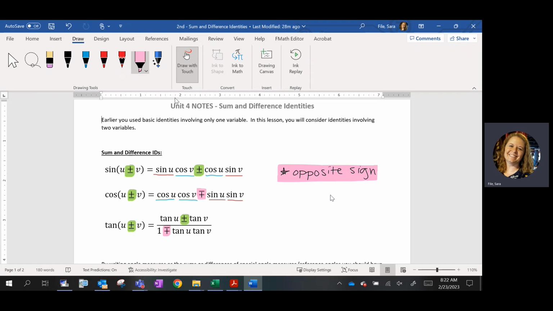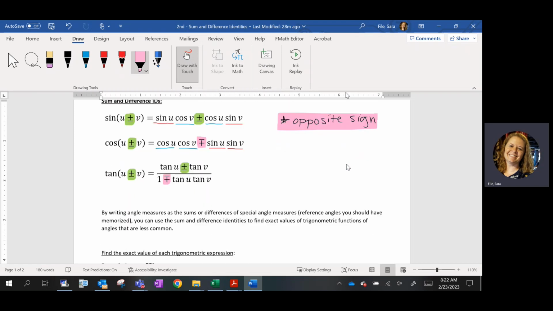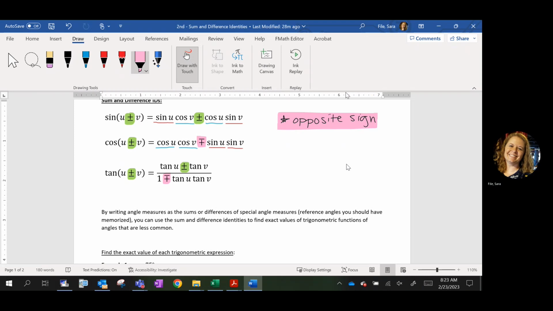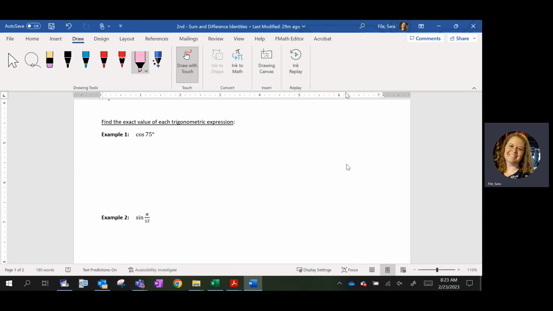We're going to start with basic evaluation, and this is going to be the most common question using these that you're going to see. This is what I was saying: if you don't know the angle, it's not a memorized reference angle from the unit circle, but it can be broken down into one, we're going to be able to use sum and difference identities. For instance, I don't have the 75-degree angle memorized on the unit circle to know what the ordered pair is. I don't imagine y'all do either.